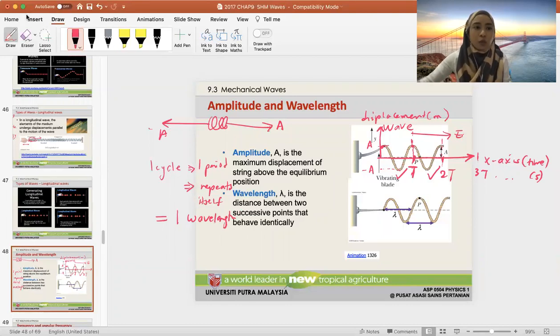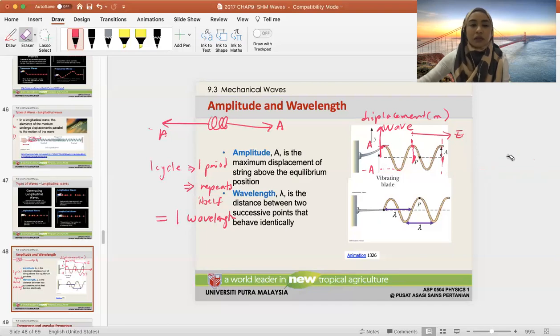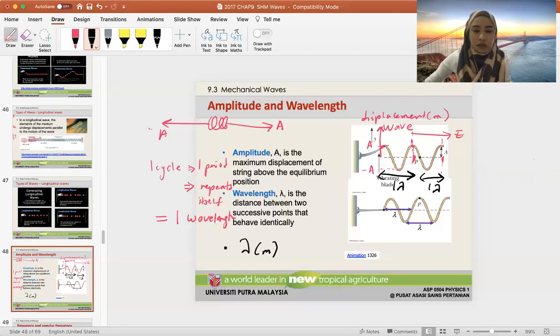Okay, one wavelength. So if I were to plot the displacement over wavelength, that would mean this guy is one wavelength. This guy is one wavelength. So wavelength is in meters. This symbol over here is called lambda. Lambda. It's a lam and a da, right? Lambda. This is a Greek letter.